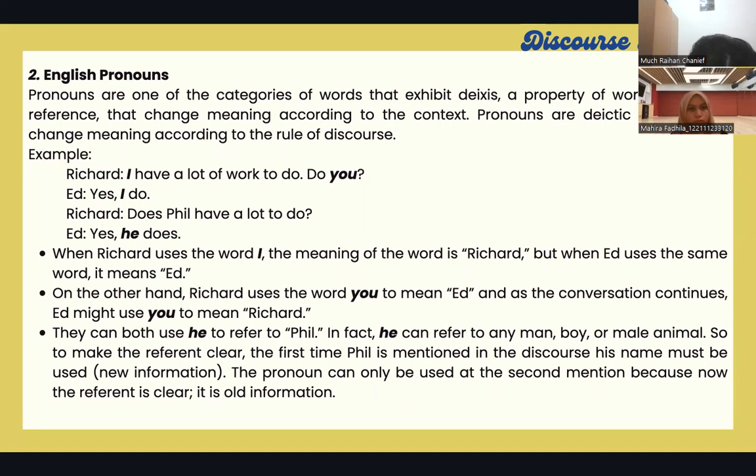On the other hand, Richard uses the word you to mean Ed, and as the conversation continues, Ed might use you to mean Richard. And they can both use he to refer to Phil. In fact, he can refer to any man, boy, or male animal. So to make the referent clear, the first time Phil is mentioned in the discourse, his name must be used as new information. The pronoun can only be used at the second mention because now the referent is clear. It is old information.